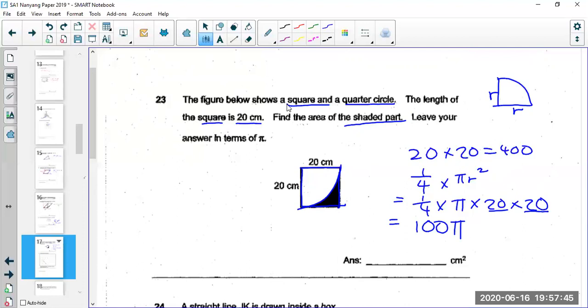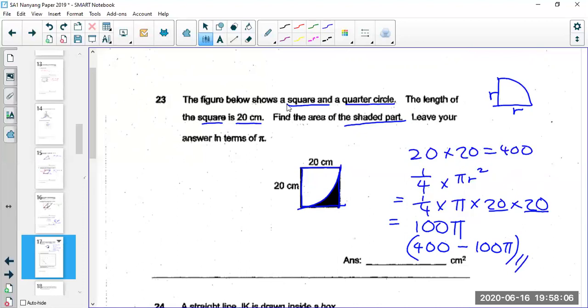100 pi. Okay, then how do you get the shaded part? You look at the square area, which is 400. Then you remove the quadrant. Remove means you minus the area of the quadrant. And when you cut away the quadrant, what do you see? You see the shaded part left. So what's the answer? 400.